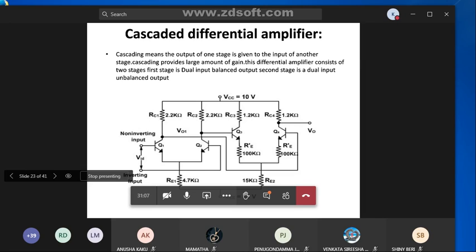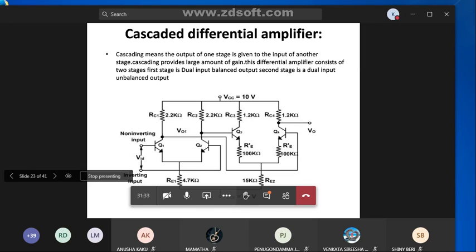So when it comes to the second stage, it is a dual input unbalanced output. The second stage is a dual input unbalanced output differential amplifier. See here, the output is taken at one collector, with respect to ground. So the output is taken at one collector. That's why the second stage is a dual input unbalanced output differential amplifier.